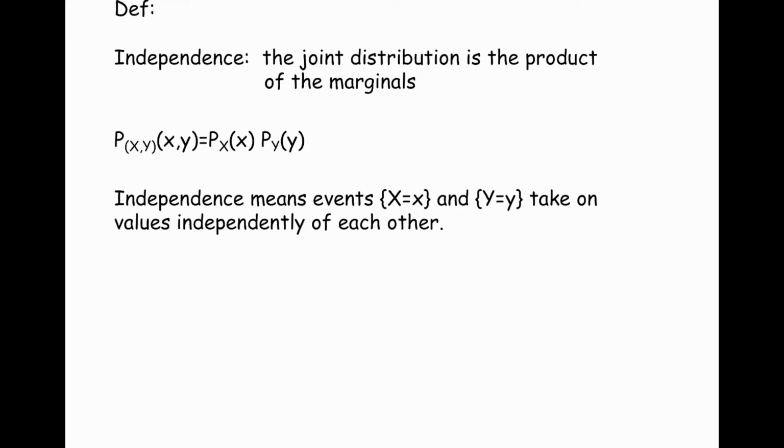Definition-wise, we talked about independence in terms of conditional probability, that if two variables are independent, conditioning on one does not change the probability of the other.